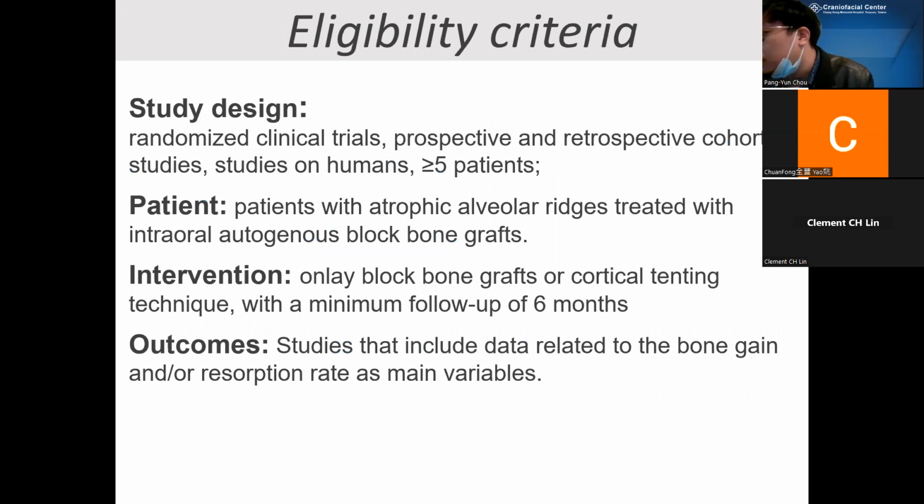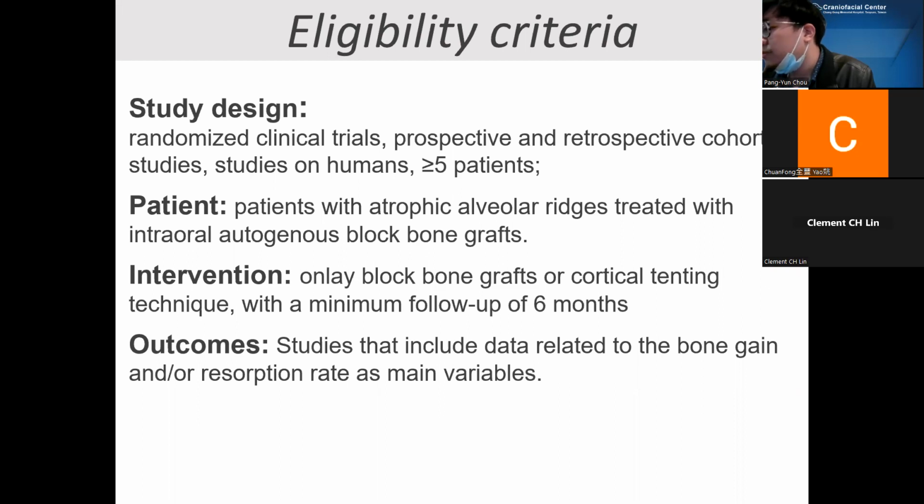And the articles were included in the systemic review if they met the following inclusion criteria. The study design included randomized clinical trials, prospective and retrospective studies, and studies on humans in more than 5 patients. Patients with atrophic ridges treated with intraoral autogenous block bone grafts were also included. The intervention includes onlay bone grafts or cortical tenting techniques with a minimal follow-up of 6 months. And the outcomes include studies with bone gain or the resorption rate as the main variable.